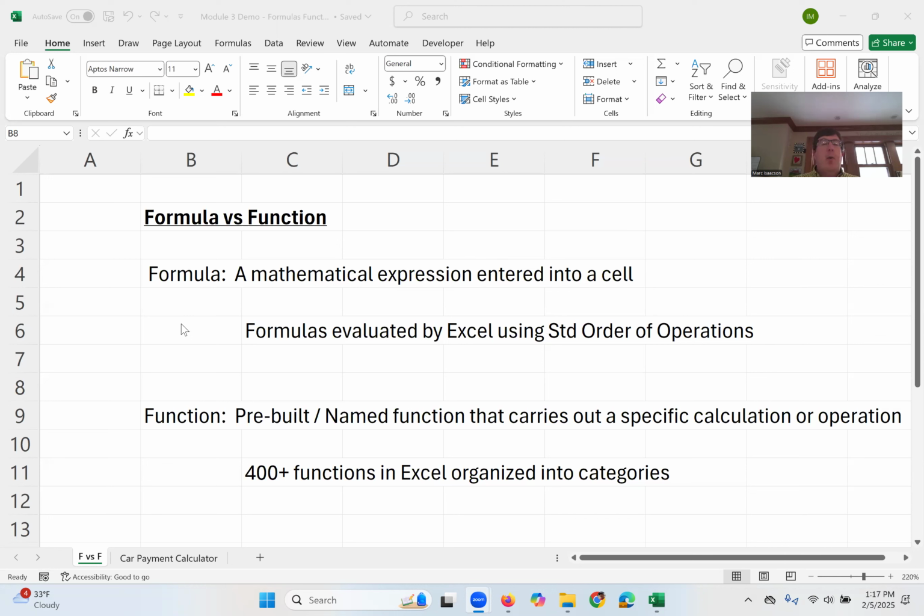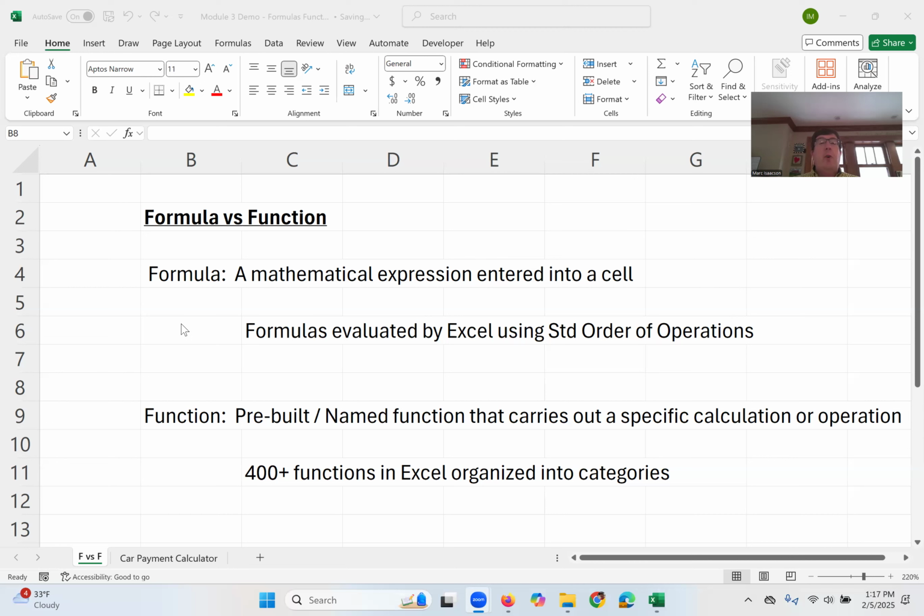And so when we talk about a formula, typically, we're talking about a mathematical expression, whether that's adding two cells together, like we did in the hypothetical student budget, and we said we'll take their job one income and add the job two income, and that is an arithmetic expression. You're doing the math of addition.